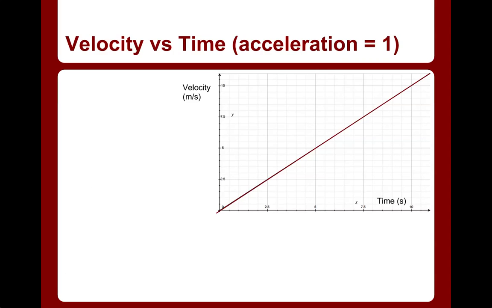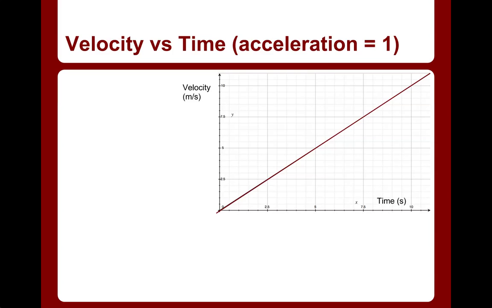Let's say it's speeding up so that the value of the time is the same as the value of the speed. At 1 second, it travels at 1 meter per second. At 2 seconds, it travels at 2 meters per second. And at 10 seconds, it's traveling at 10 meters per second. Same as before, if I want to know how far it has traveled after a certain amount of time, I just find the integral, or the area under the curve at that time.